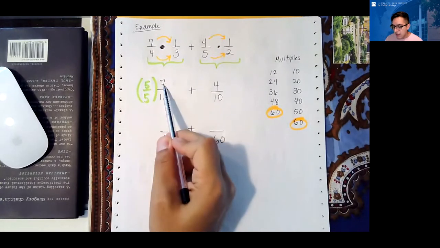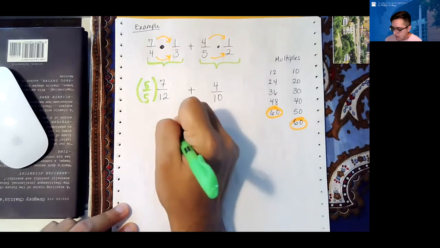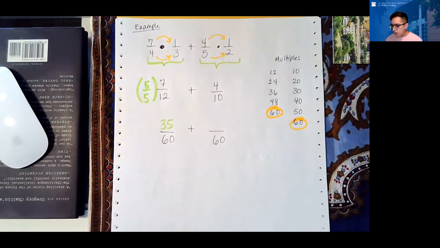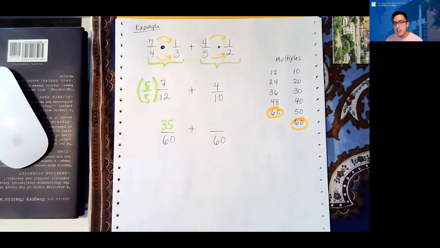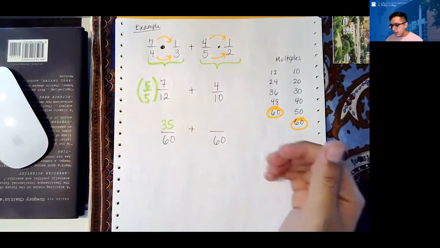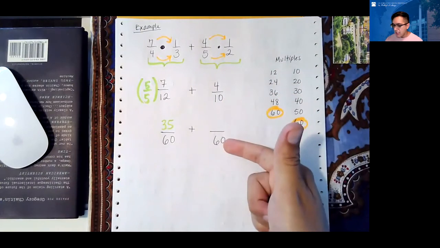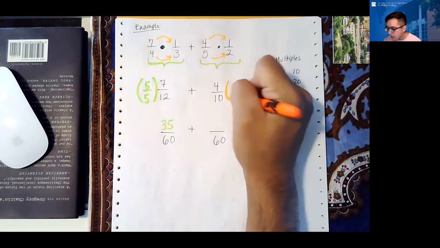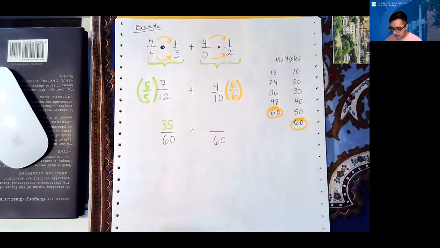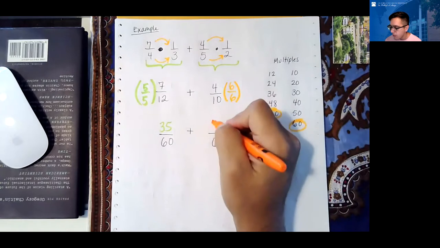That means 5 times the 7 should give me a what? 35. So 35 over 60 is equivalent to 7 over 12. Now we're going to do that same process over here, but we need to ask ourselves 10 times what gives me this 60? 6. So that means I need to multiply this fraction by 6 over 6. So I get the 60 on the bottom there, and then 4 times 6 should be 24.